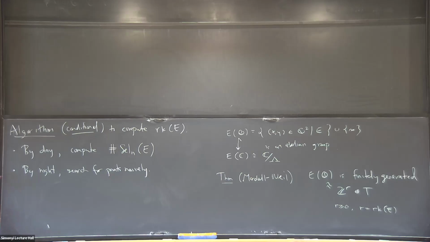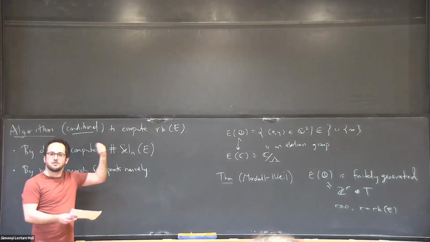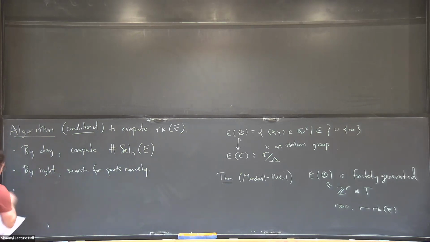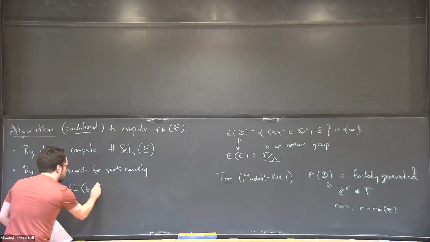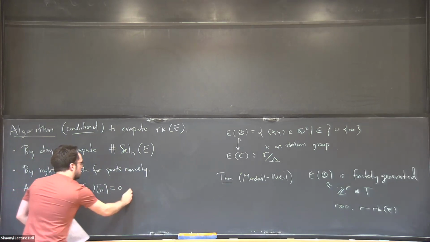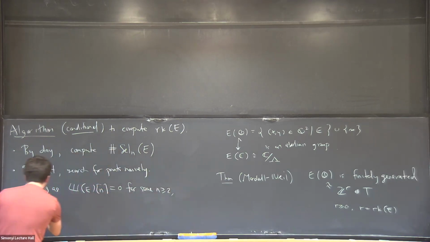And so then you just keep searching. If you never find something, you go back to n equals 4, you do it again, and you keep going. And the point is that as long as this Tate-Shafarevich group, this cokernel, is 0 for some n, we win eventually.